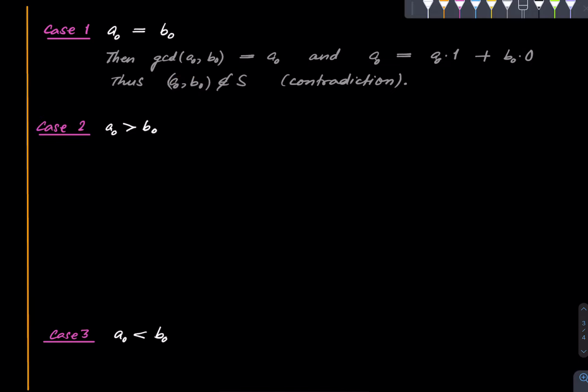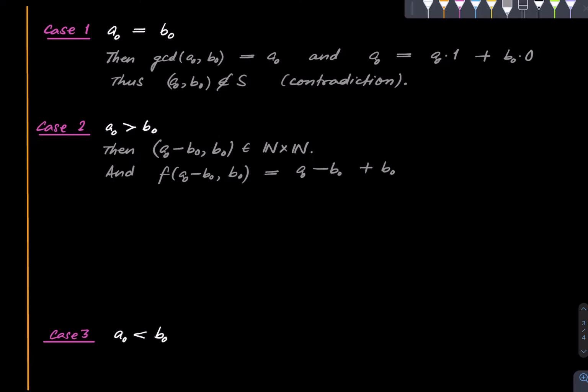Now for the second case where a naught is greater than b naught, this is slightly more interesting. So if a naught is greater than b naught, then (a naught minus b naught, b naught) is at the very least a member of N cross N, right? Because since a naught is greater than b naught, this is a positive thing. Also, the size of this particular pair is equal to a naught minus b naught plus b naught, which is equal to a naught, which is strictly less than a naught plus b naught because b naught is a natural number, which is equal to f of a naught plus b naught.